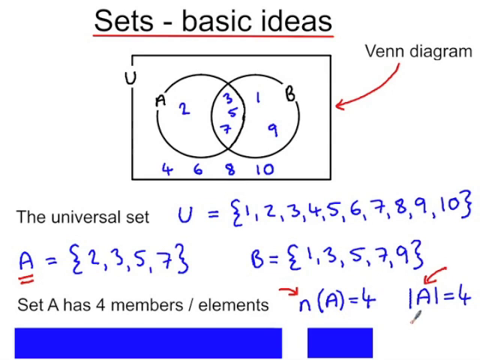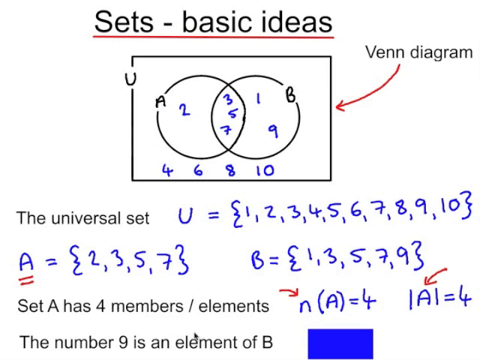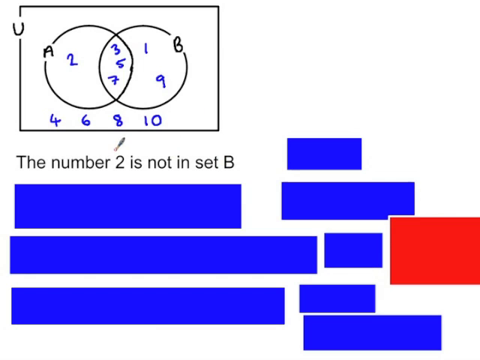Next we're going to introduce a symbol to represent "is an element of." 9 is an element of set B, and the symbol here is this sort of curly E. 9 is an element of the set B. Using the same example, we can say that the number 2 is not in set B, and this is like the symbol for "is an element of," but with a line through. 2 is not an element of set B.